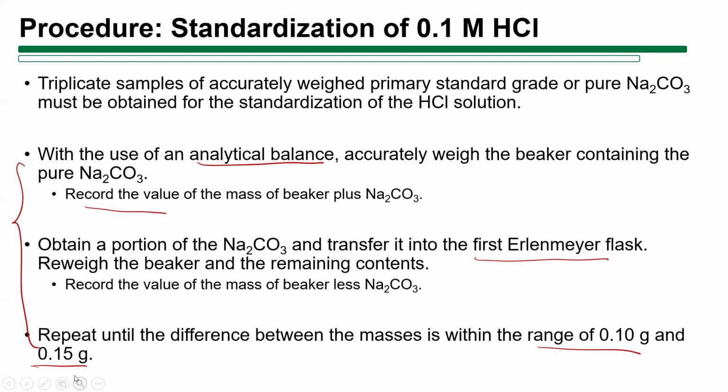The masses are not necessarily equal, right? As long as they fall within the wanted range. Okay, so you can have different masses for each flask, again, as long as they are within the given range of 0.10 to 0.15 grams.